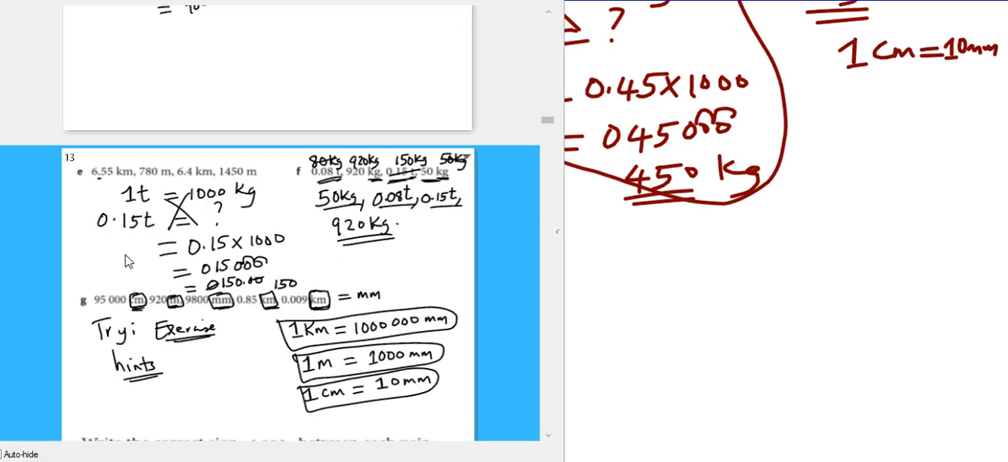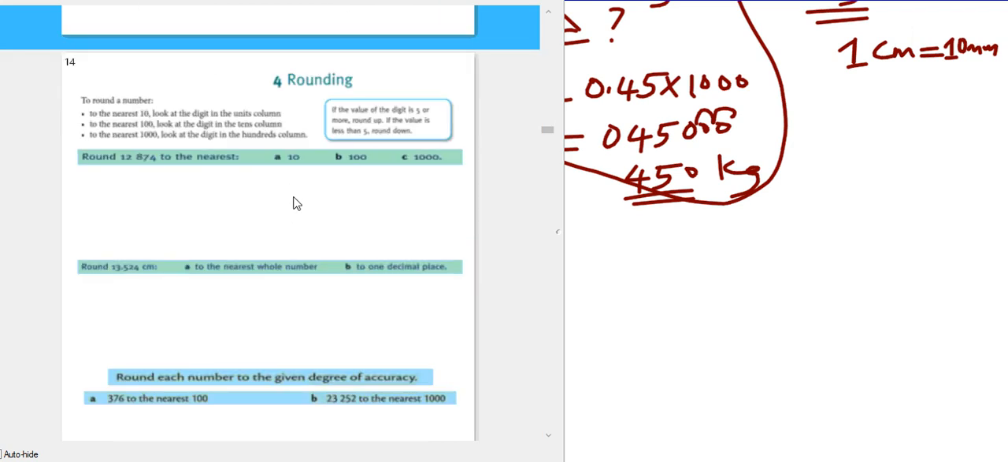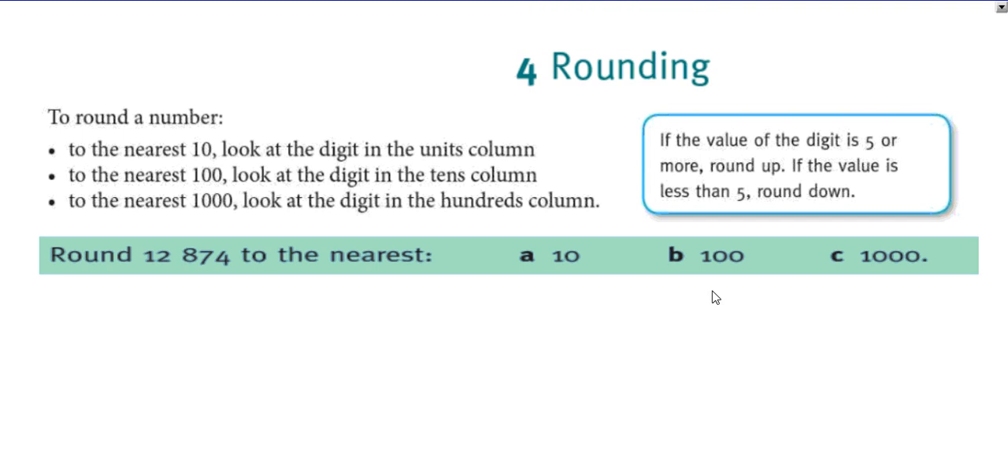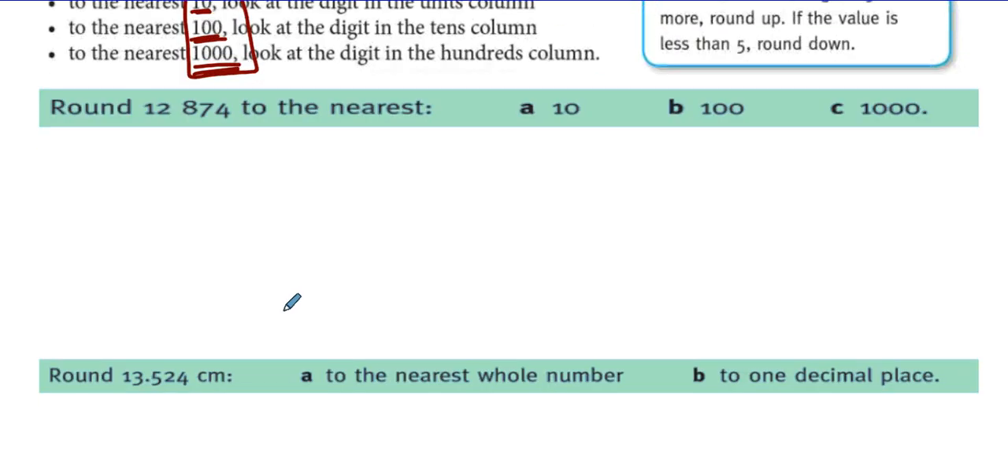Okay, and next is, oh wow, now let us discuss rounding. Now on this part, we will be talking about rounding to the nearest 10, to the nearest 100, to the nearest 1000 place value. Let us start with this question. Round 12,874 to the nearest 10.